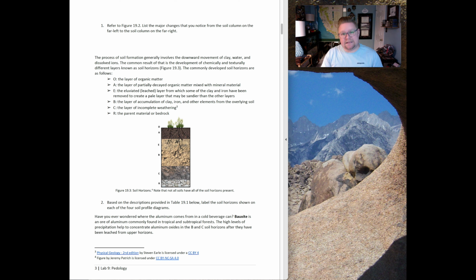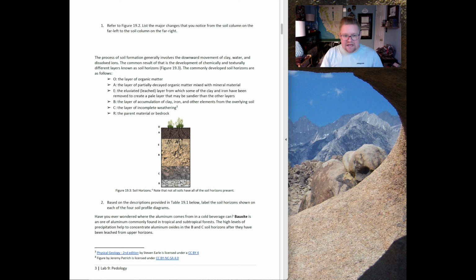Now once you complete that, now we're going to give those different horizons a meaning or a value. O represents organics. A represents the partially decayed organics, otherwise known as topsoil. E represents an eluviated or transferred zone. B represents a layer that has been accumulated with clay, otherwise known as the subsoil. C is a layer of incomplete weathering and large rocks, but a mixture of soil. And then R is the bedrock or parent material.